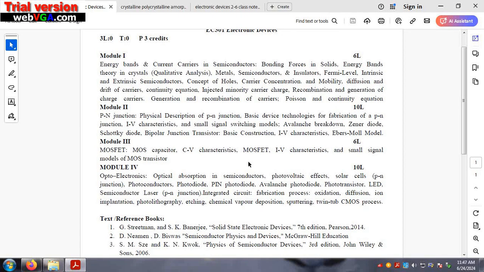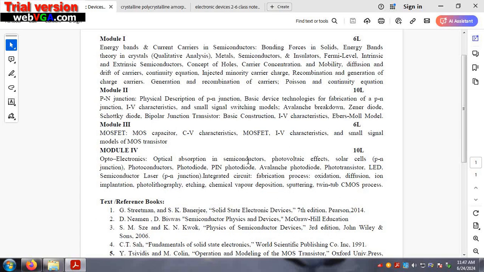In module 3, once again you have to learn the application of semiconductor material, and here you have to learn MOSFET. But before MOSFET, I will teach you the FET. FET is what? FET is field effect transistor. After that FET, the second one is MOSFET, metal oxide semiconductor field effect transistor. MOS capacitor, CV characteristics, then IV characteristics, small signal model of MOS transistors are discussed in this module.